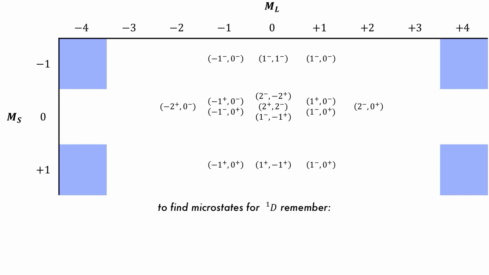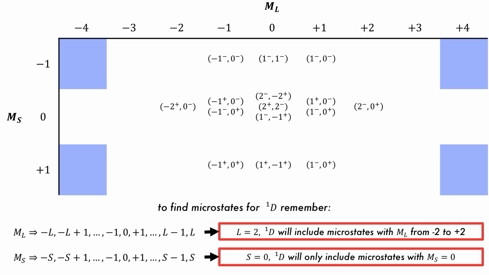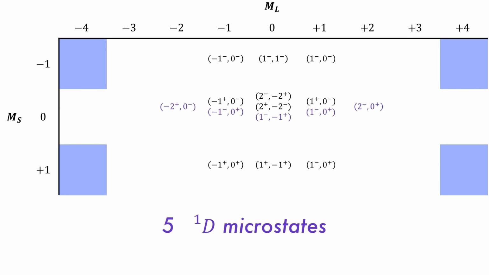Now we need to determine which microstates represent the atomic state singlet D. If L is equal to 2, then ML will range from plus L to minus L, which is going to be minus 2, minus 1, 0, 1, 2, giving 5 different ML values in this singlet D atomic state. For MS values, we have a similar concept as the values run from plus S to minus S, but this is trivial, like the singlet G earlier, as we only have 0 for MS in this atomic state. As a result, the singlet D atomic state has 5 different microstates only from the middle row where MS is equal to 0.